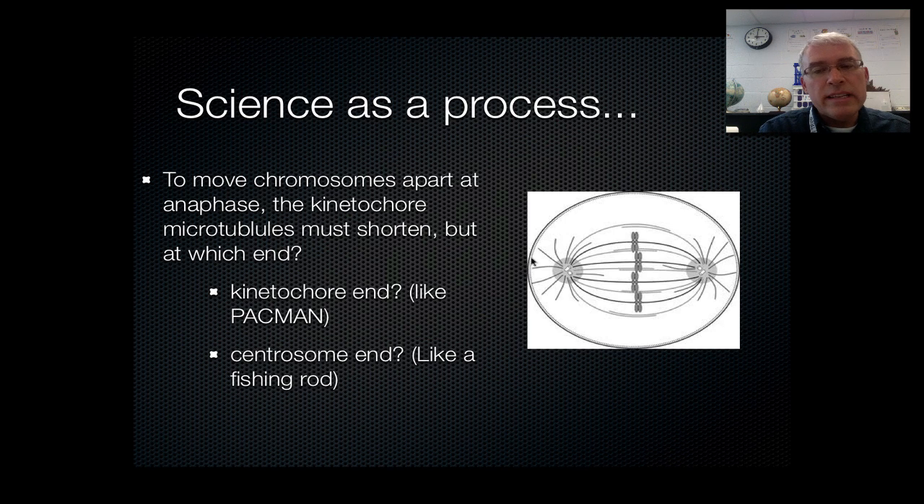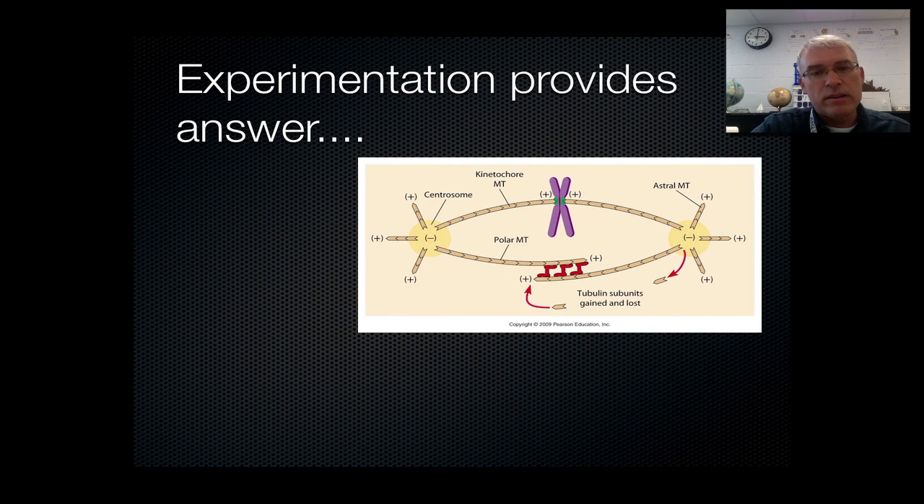So there's two ways they can shorten. They're either being shortened at this end, down here near the centrosome, which is kind of like a fishing rod reeling in a line to pull these chromosomes this way, or they're being shortened up here at the kinetochore end. And if it's being shortened there, it's kind of like the chromatids acting like a little Pac-Man and eating at it and following it down this way. So they were trying to figure out which way, and of course, an experiment is the way you do it.